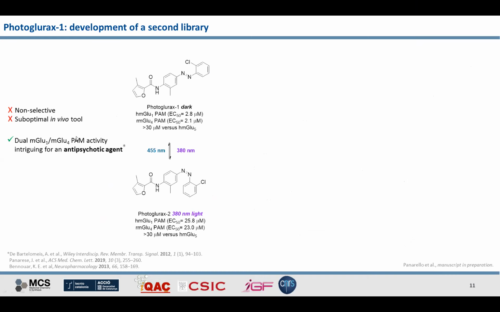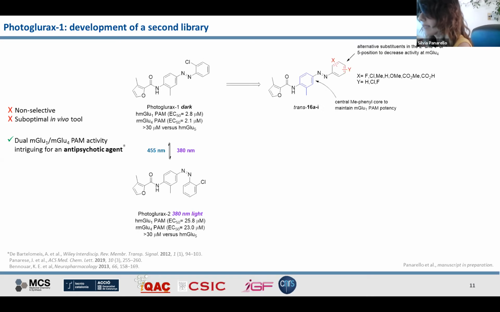However, a dual mGlu1 mGlu4 PAM activity could be intriguing for an antipsychotic agent, as the mGlu4 PAM activity can alleviate catalepsies, that is a major adverse effect with the standard treatment with antipsychotic drugs. However, achieving these first results led us to further explore the structure-activity relationships around the chemotype of the compounds that we name photoglurax-1 to obtain photoswitchable and selective mGlu1 PAM activity.